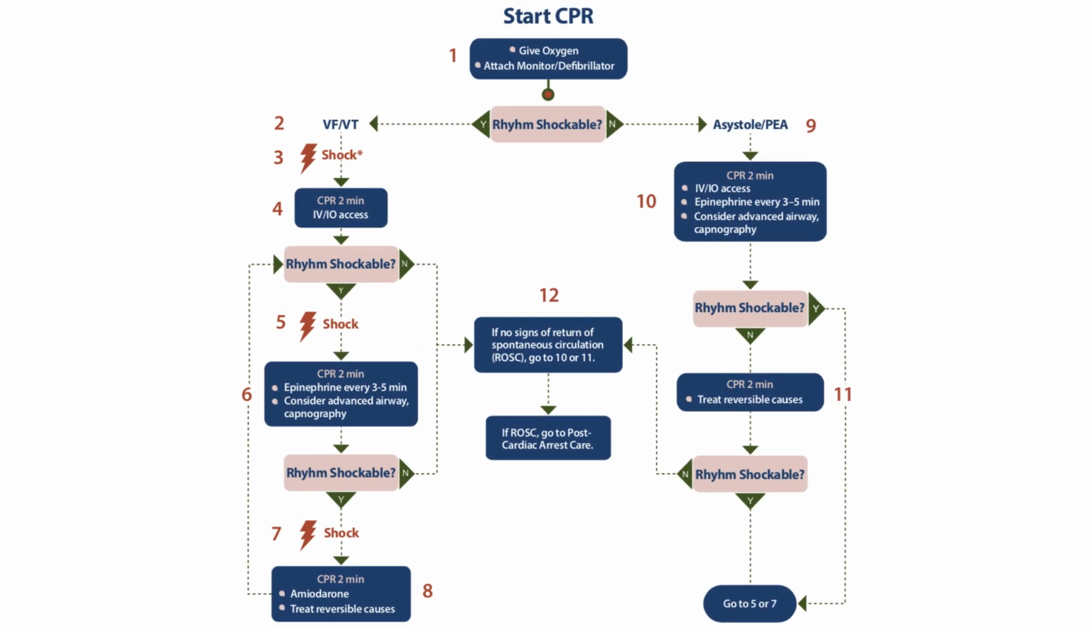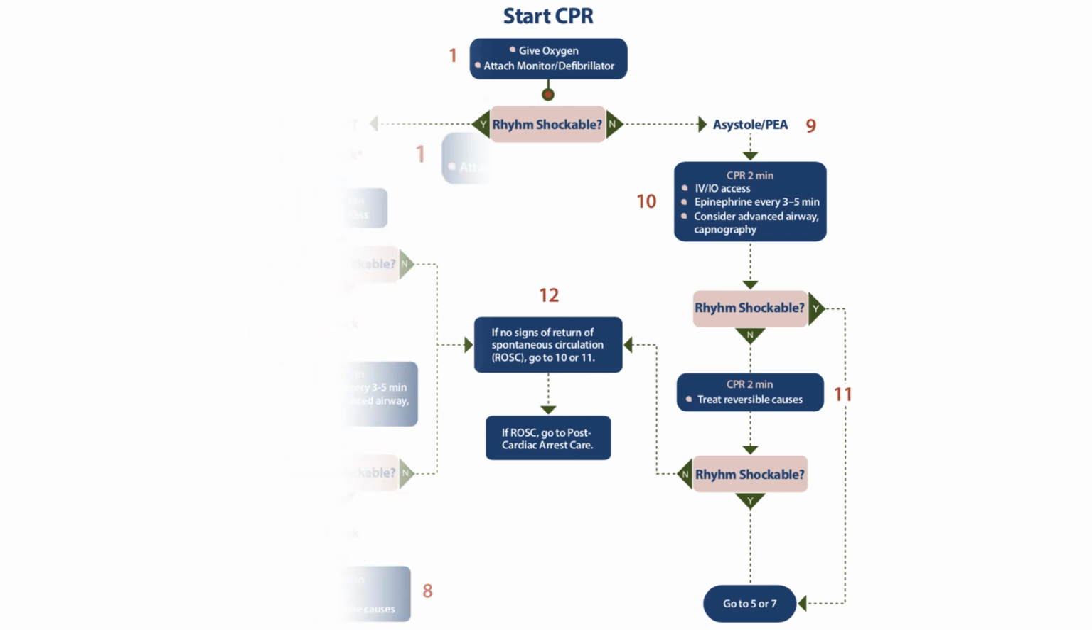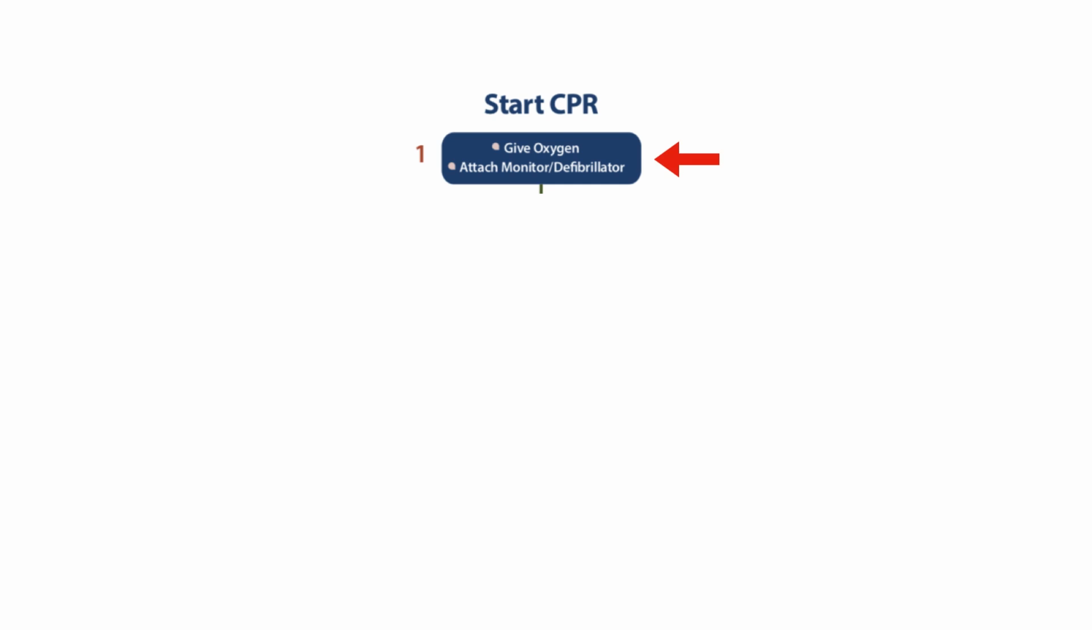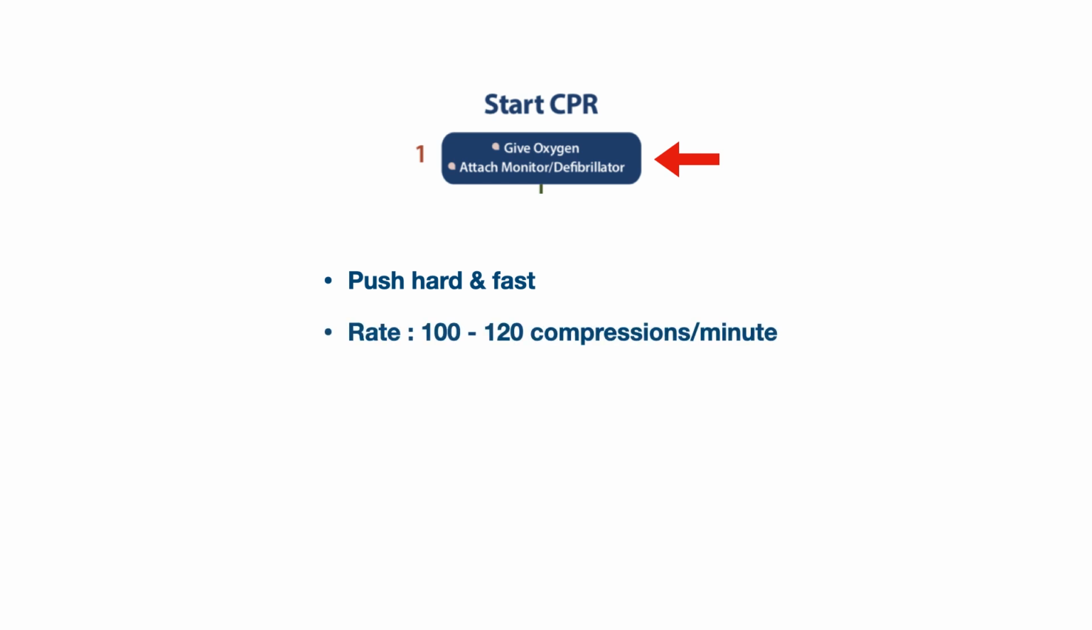This is the ACLS algorithm for cardiac arrest. We will be looking at each level of this algorithm. Let's begin as soon as you have identified a cardiac arrest, where either the patient is pulseless or unconscious with agonal breathing. Start CPR with hard and fast compressions, around 100 to 120 compressions per minute, allowing the chest to completely recoil. Give the patient oxygen and attach a monitor or defibrillator. Make sure to minimize interruptions of chest compressions and avoid excessive ventilation, using a 30 to 2 compression to ventilation ratio if no airway is established.